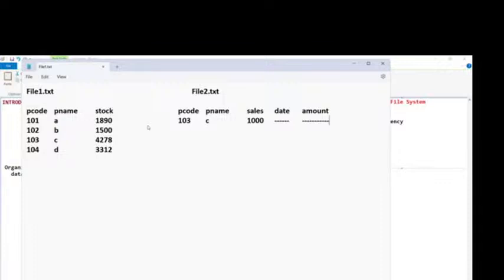And that information is recorded in file 2. Do you feel that file 1 containing stock information will automatically get updated? Do you feel that?